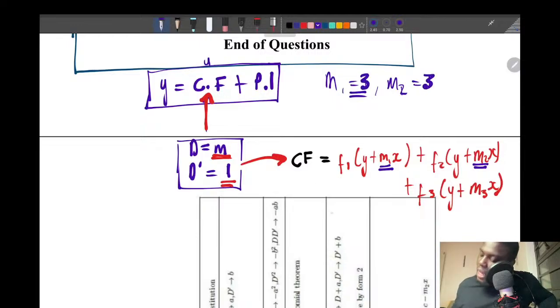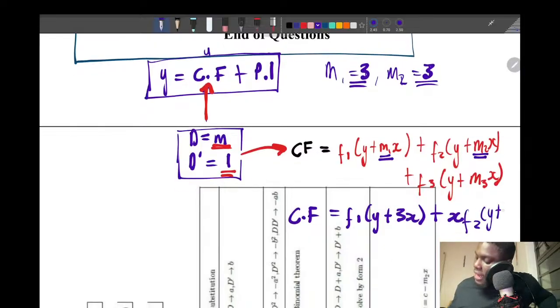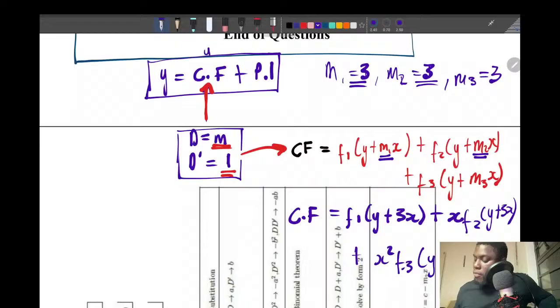So when I'm now putting it out, my complementary function is going to be f1 of y plus, what's my m1? 3x. Plus, here now, because there is another 3, I'm going to start increasing the power of x. So this now becomes x f2 of y plus 3x again. If you had gotten an m3 which was also 3, you'd say plus x squared f3 of y plus 3x again. You understand? That is where you put your m, just before the x. That's where you put your solution for m.